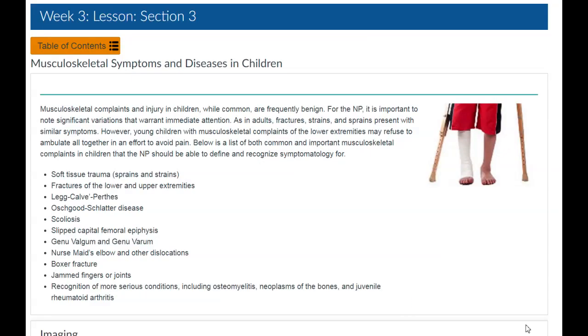Week 3 lesson, section 3, musculoskeletal symptoms and diseases in children. Musculoskeletal complaints and injury in children, while common, are frequently benign. For the nurse practitioner, it's important to note significant variations that warrant immediate attention. As in adults, fractures, strains, and sprains present with similar symptoms. However, young children with musculoskeletal complaints of the lower extremities may refuse to ambulate altogether in an effort to avoid pain. Below is a list of both common and important musculoskeletal complaints in children that the NP should be able to define and recognize symptomology for.